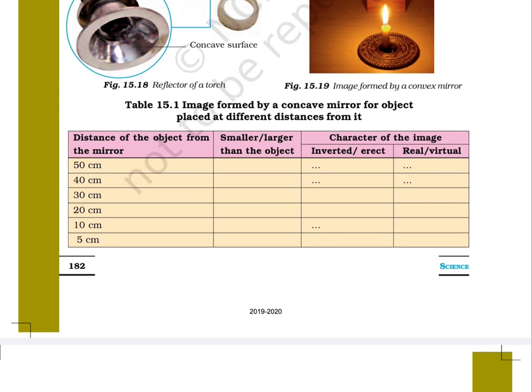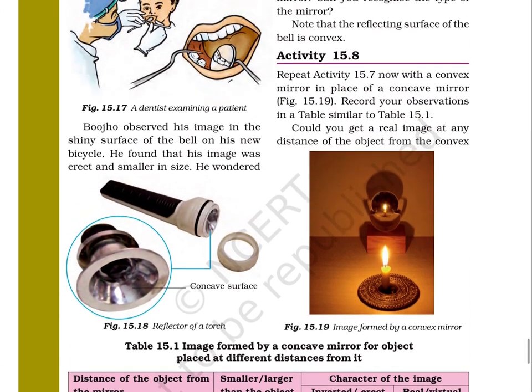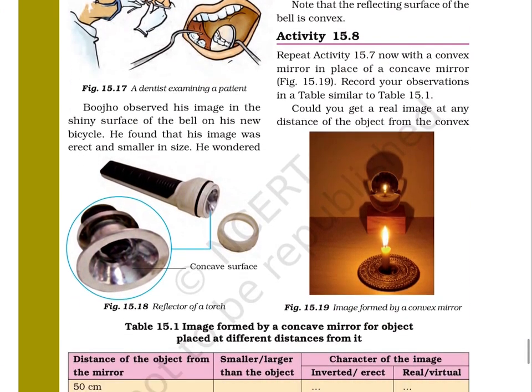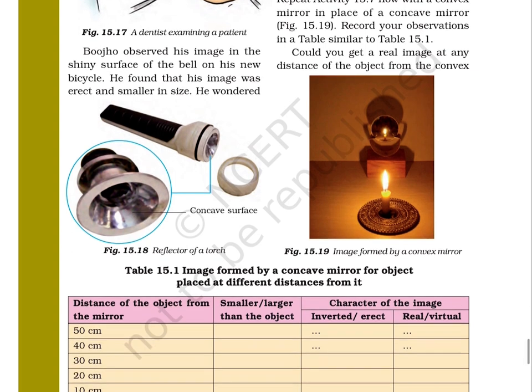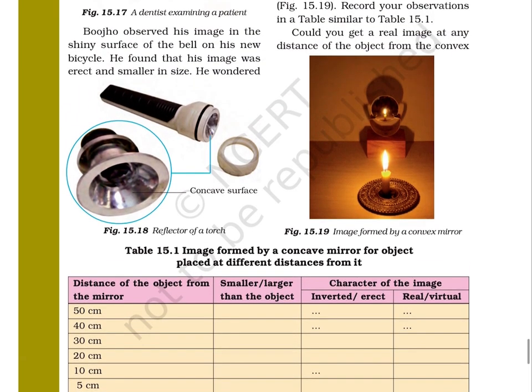Activity 15.8. Repeat activity 15.7 now with a convex mirror in place of a concave mirror. You can observe this in Figure 15.19. Record your observations in a table similar to Table 15.1. Figure 15.19. Image formed by a convex mirror. Could you get a real image at any distance of the object from the convex mirror? Did you get an image larger in size than the object?